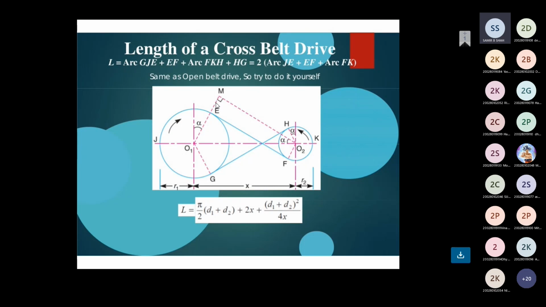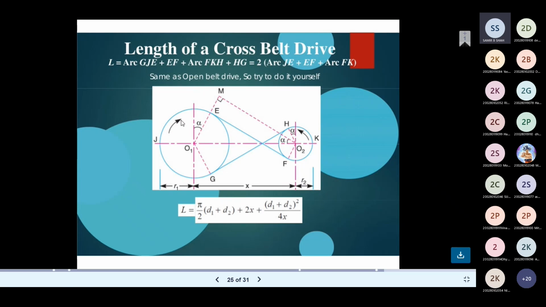Same way, we calculate arc GE and arc HK. It is pi by 2 plus alpha. In the previous length of the open belt drive, it may be pi by 2 minus alpha, but here in the arc HK or FK, it is pi by 2 plus alpha.